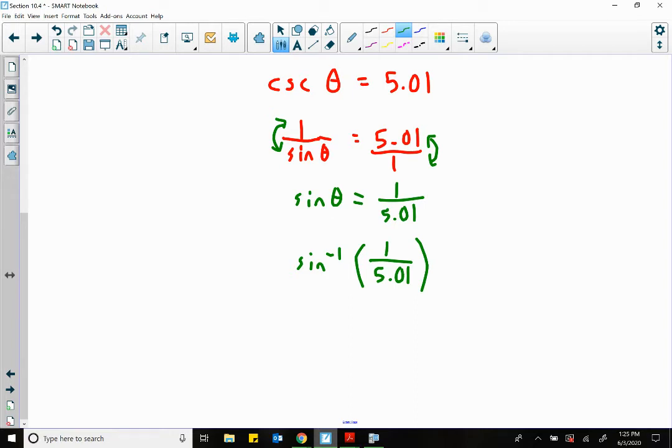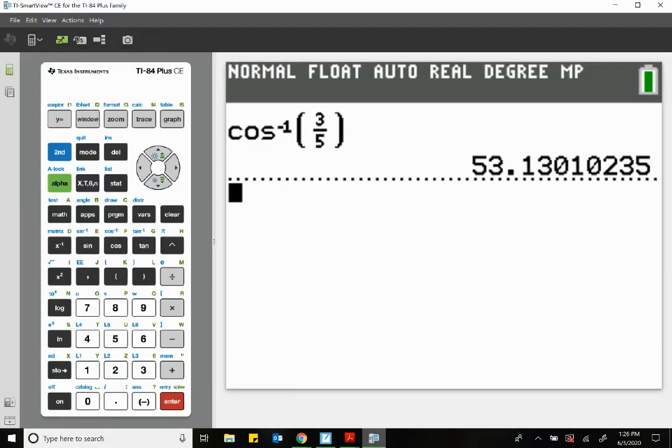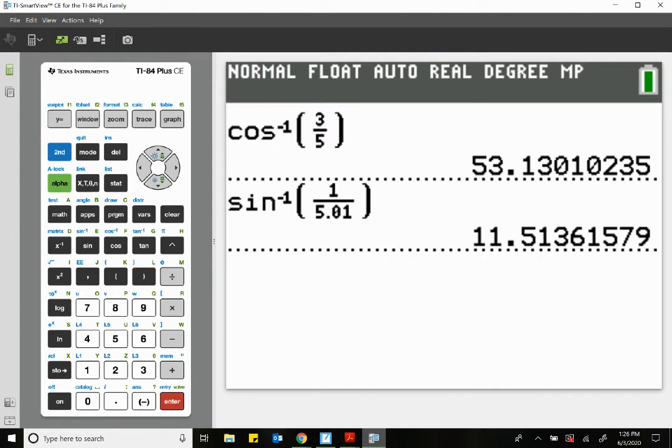So whenever you're dealing with secant, cosecant, and cotangent, you need to be running the inverse of the reciprocal of the number. Okay? Run the inverse of the reciprocal for the corresponding reciprocal trig function. So we're going to go to our calculator and run this. We'll hit second sine, alpha y equals 1 over 5.01. Hit enter, and there it is.